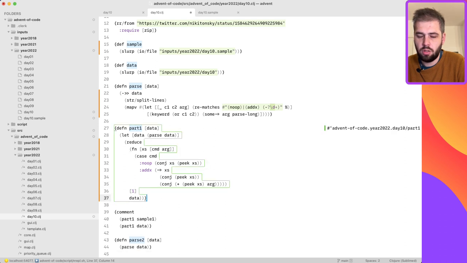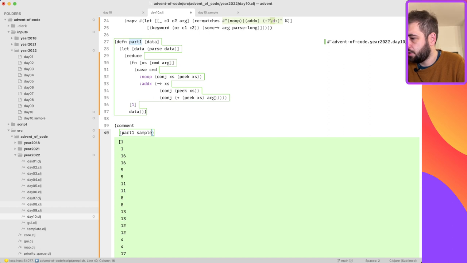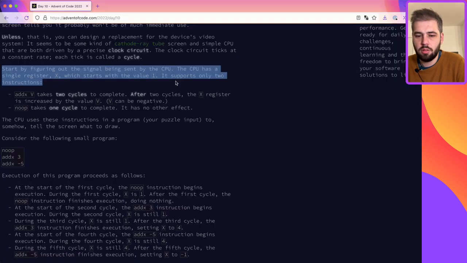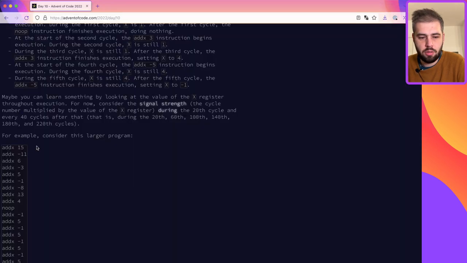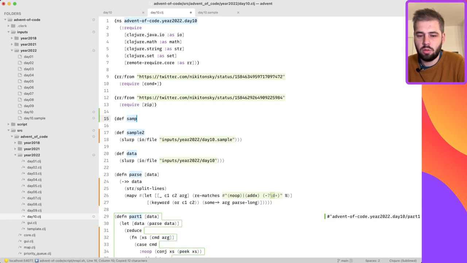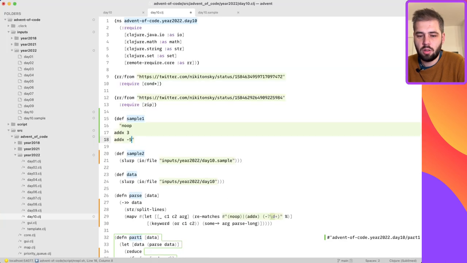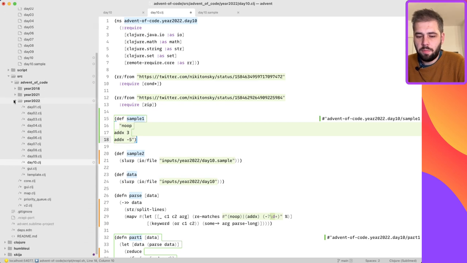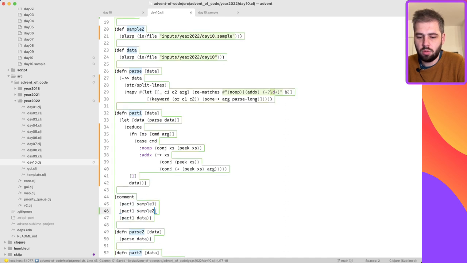Right, so this is what we get. We get 1, 1, 16, 5. I mean, with an extra noop it will be easier to count cycles. It's fine this way as well. And we start with add x 15, right? You know what? This is going to be simple two, and we also want to have sample one, and sample one is going to be this. Sample one, sample two, execute everything.